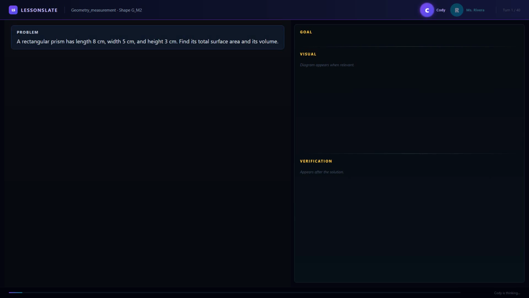Hi, Ms. Rivera. I tried to get this problem going, but I'm a bit lost on how to move forward. The problem is about a rectangular prism with length 8 centimeters, width 5 centimeters, and height 3 centimeters, and it wants me to find its total surface area and its volume. I started thinking about the area of the faces, but then I got confused if I should add all 6 together or if there's a simpler formula I'm forgetting.